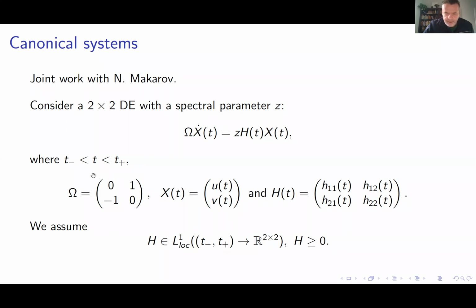And really, any square root of -1, there are many of them in the space of 2x2 matrices, could be used in this theory in place of omega with some minor changes in statements and such. So H in this formula is a given 2x2 matrix, which is called the Hamiltonian of the system. So our requirements on H is that it's locally summable on the interval, and that it's greater or equal than 0. So it's non-negative definite. So we will see later in the course, and maybe tomorrow, that many standard second-order equations can be rewritten in this canonical form. This is really a very general form of a second order equation.